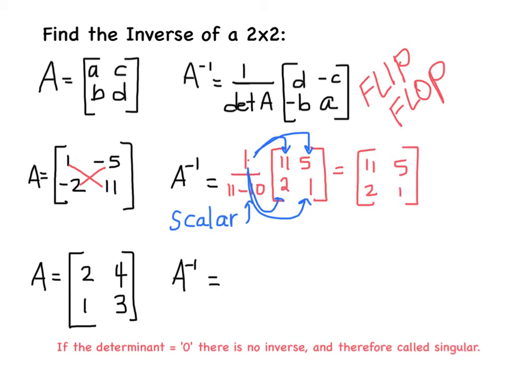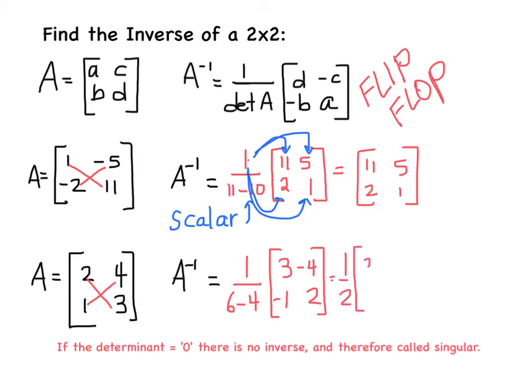Let's look at this next one. So I'm going to multiply by 1 over the determinant, which is 6 minus 4. And times the flip-flop. So change the 3 and the 2, and change the sign on the -1 and the -4. This is 1/2 times the matrix 3, -1, -4, 2. So the inverse is going to be 3 over 2, -1 over 2. This is a -4, so -2 and 1. This would be my inverse.